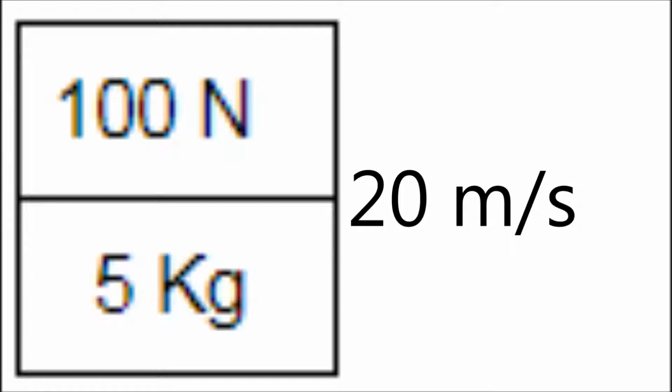Next, we must find the acceleration of the box in the forwards direction. To do this, we take the force of 100 newtons and divide it by 5 kilograms. This gives us a total acceleration of 20 meters per second squared. This also gives us a total speed of 20 meters per second as the box is only pushed forwards for a total of 1 second.